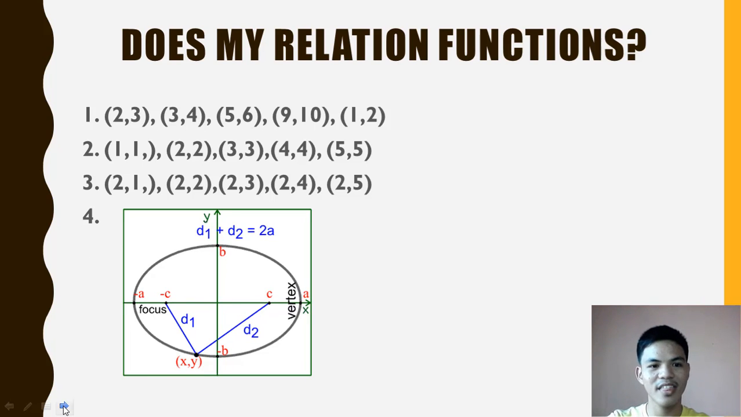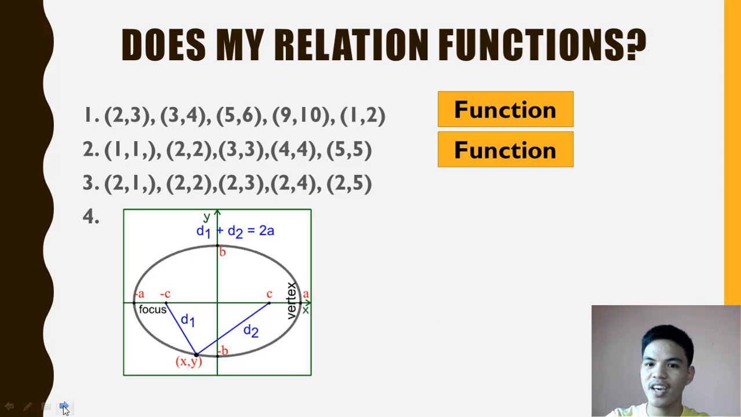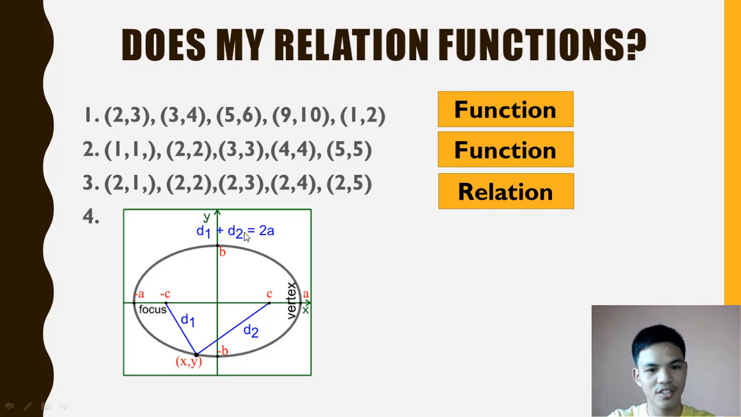Okay, and for the answers, for number 1, it is a function since there is no x element repeated. For number 2, it is also a function since there is no repeated x element. For number 3, since the x element 2 has been repeated, it is a relation. And for given number 4, if we draw a vertical line here, it will intersect the graph at exactly 2 points. Therefore, it is not a function. Instead, it is just a relation.